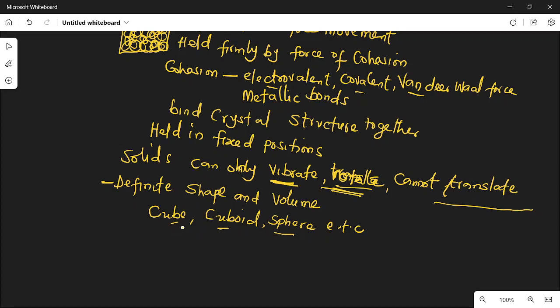That's the reason why even in mathematics, you can always calculate the volume of those solid shapes, because they have depth. You can actually put something inside; they can contain something. That's why we say they have definite volume. So understand that aside from solids being able to vibrate and rotate but not translate, they have definite shape and definite volume.